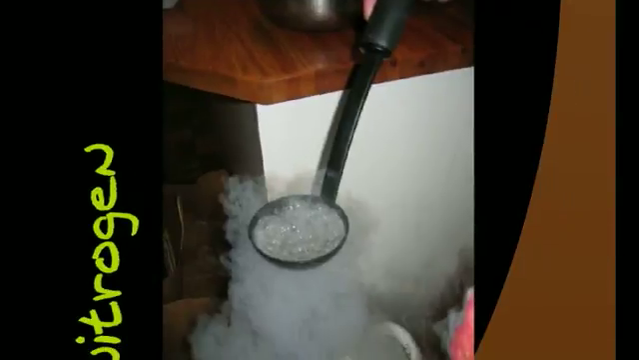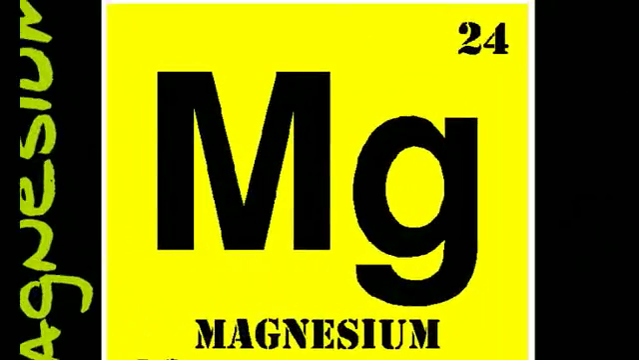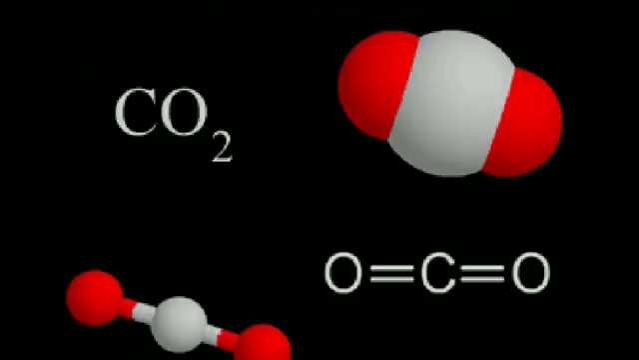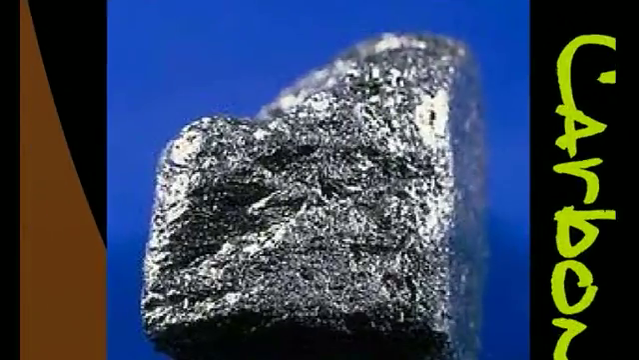Nitrogen. If you take a glance at a periodic table, you'll get the answer to this one really quickly. Magnesium. The picture here actually gives you the clue. Carbon dioxide. Those look like two elements bonded together. I wonder if that's a clue. Carbon.